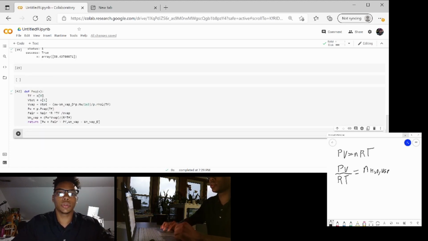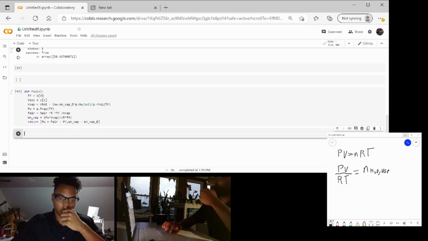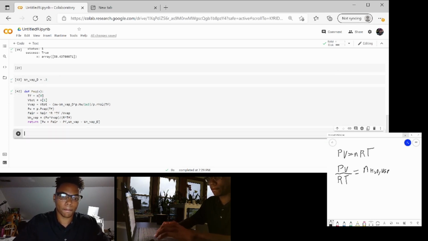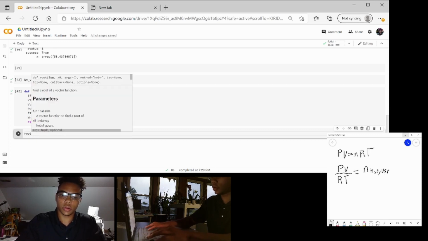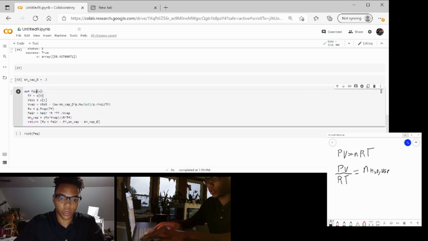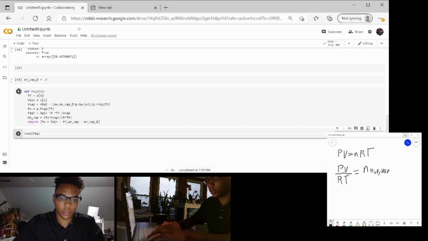So now we get to use our root equation one more time. And I didn't signify how much Vn is actually going to be, so V_vap underscore d is going to equal 0.3. And now we need to do our root of our PQ. We don't want to get this mixed up with the one from before, so we're going to add a 2 right there. Shift enter.